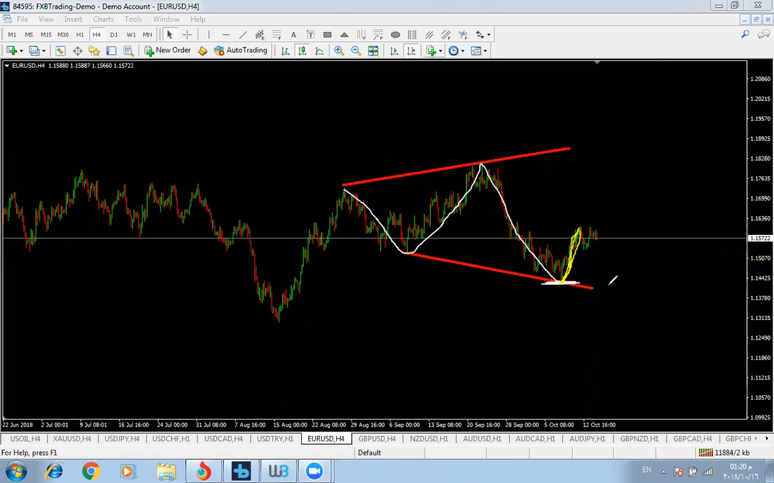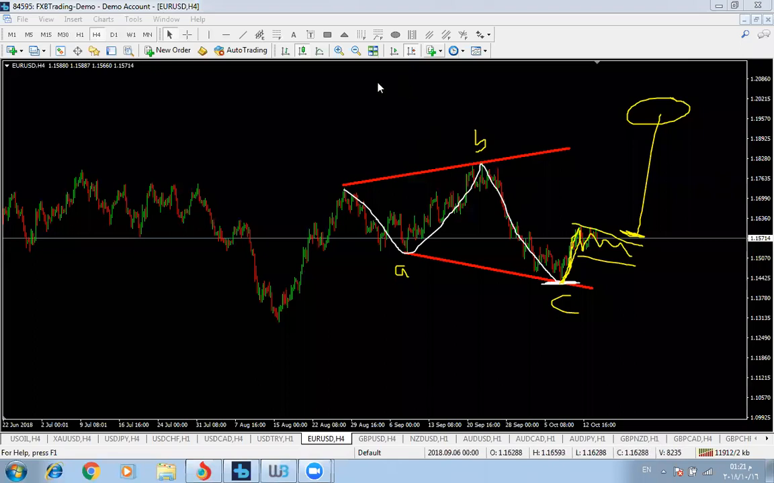This is an expanding flat. This is A, this is B, and this is C, which has just completed. And then we see an impulse, and the price is starting to vibrate. So I am close to building up my long positions up to this area.